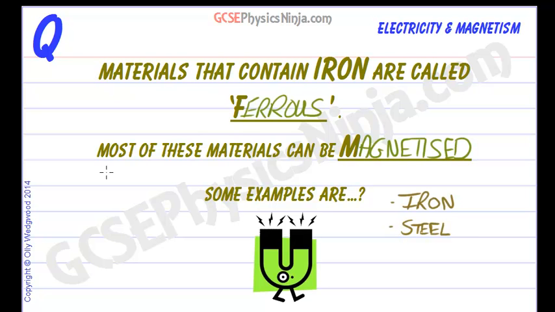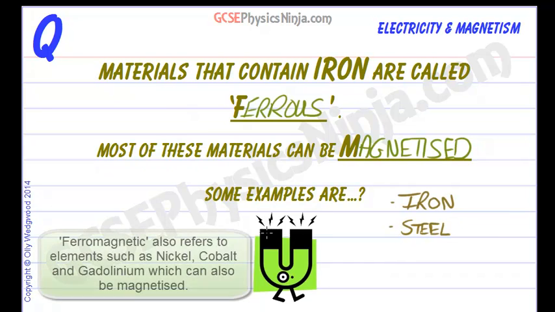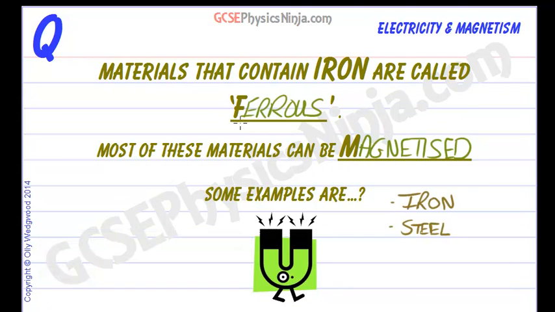Now, there is another word which you may come across called ferromagnetic, which is a bit misleading. Ferromagnetic means, again, that it is a magnetic material, but that can also include other elements such as nickel, cobalt, and gadolinium. Don't worry about that for the moment. Let's just stay with ferrous materials which contain iron.